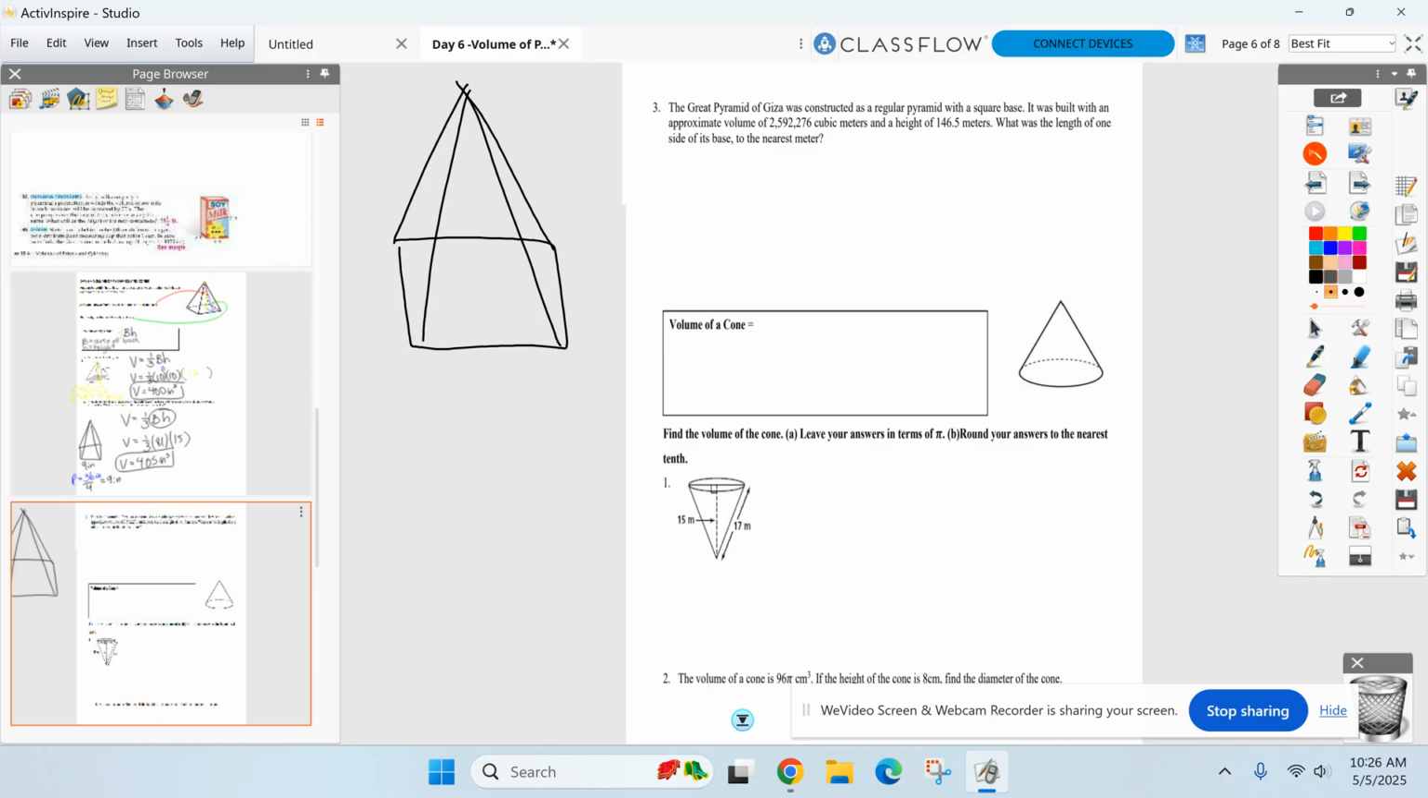We know the volume and we know the height is 146.5. And what's the length of one side of the base? So we're given volume, so I go to my formula for a pyramid, 1/3 capital B times H. I plug in my 2.5 and change million there for volume.